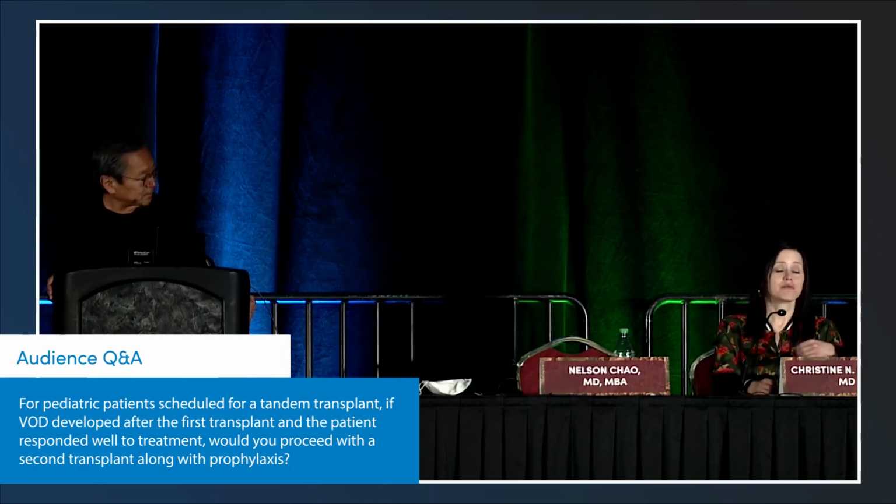In that setting, our institutional practice would give defibrotide, and if that patient had improved, I think that'd be a very reasonable thing to do. I think the important thing in that case is to be as transparent and open with the parents as you can, and to say what the unknown risks are. Even if it was mild this time, does it come back?